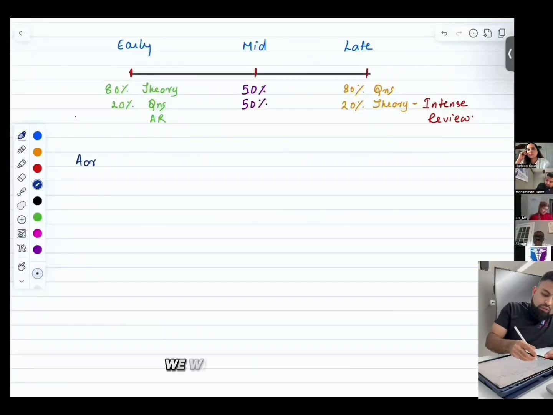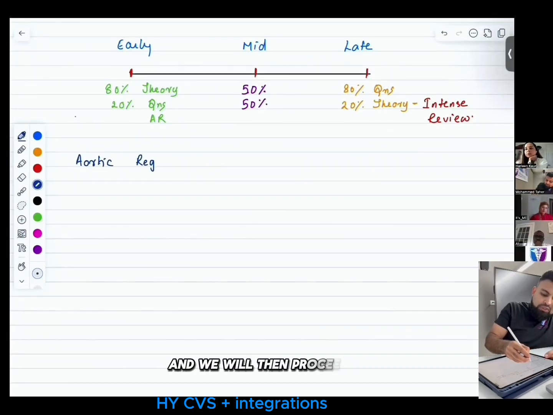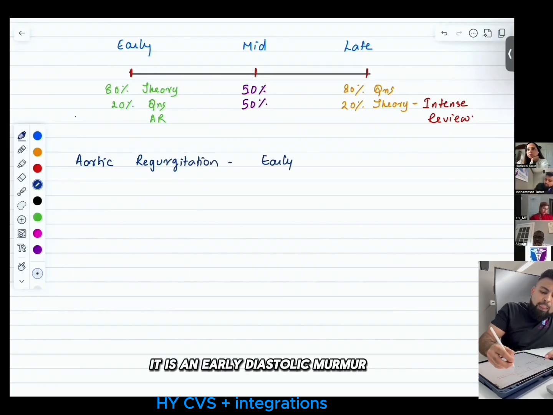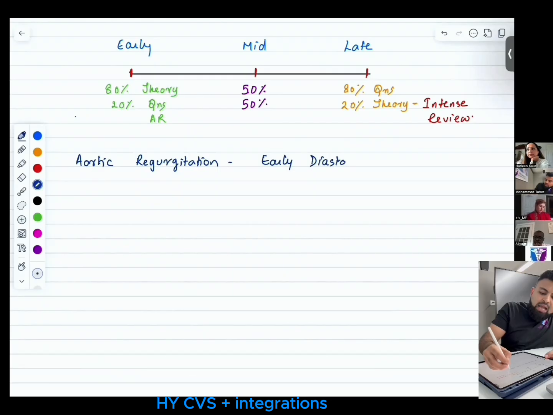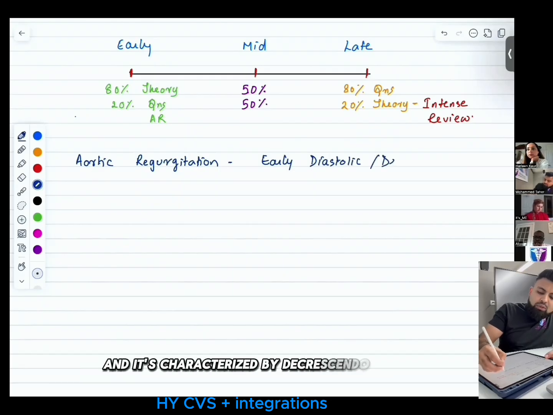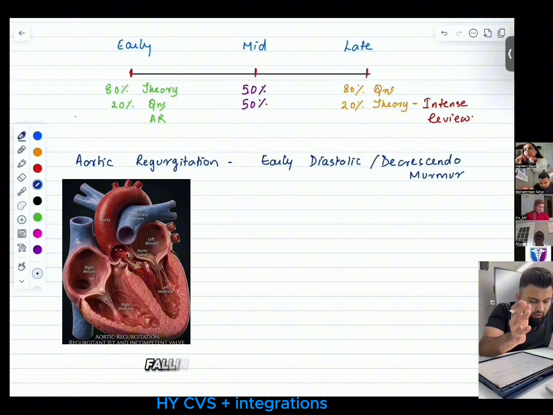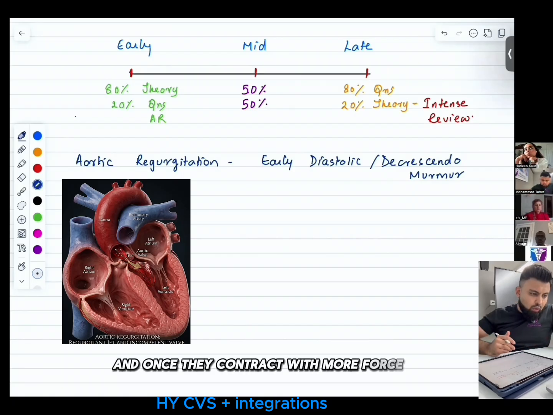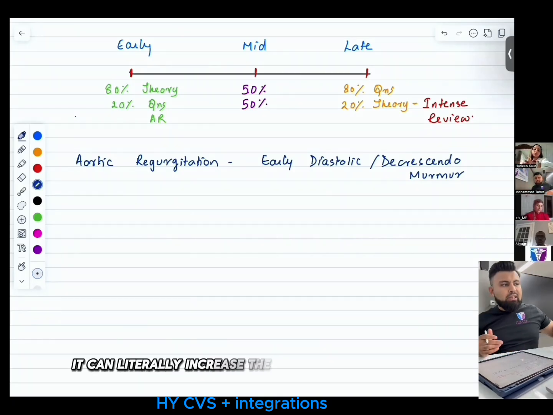Aortic regurgitation, we will still continue this and we will then proceed with the conduction system of the heart. Aortic regurgitation, remember, it is an early diastolic murmur. It's an early diastolic problem and it's characterized by a decrescendo murmur. Whenever there is blood falling back into the ventricles, they come back with more force, and once they contract with more force, it can literally increase the systolic blood pressure.